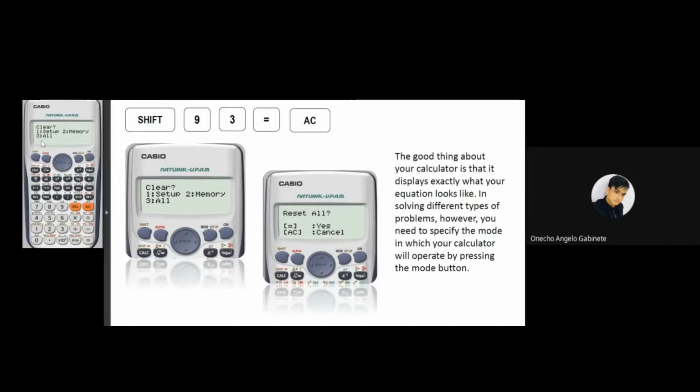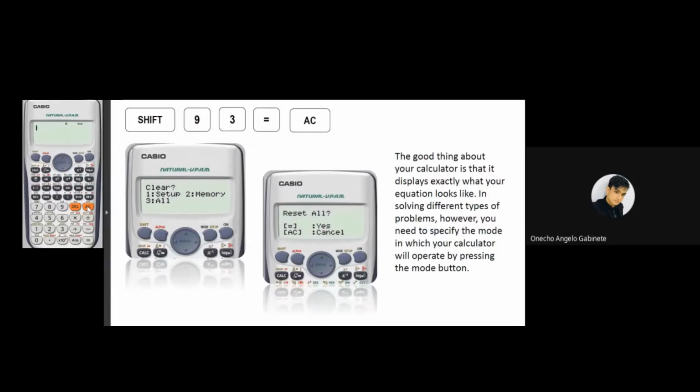And then we will select number 3 para po ma-clear all. And then equals for yes. And then press AC. So naka-restore na po sa original setting yung calculator nyo.